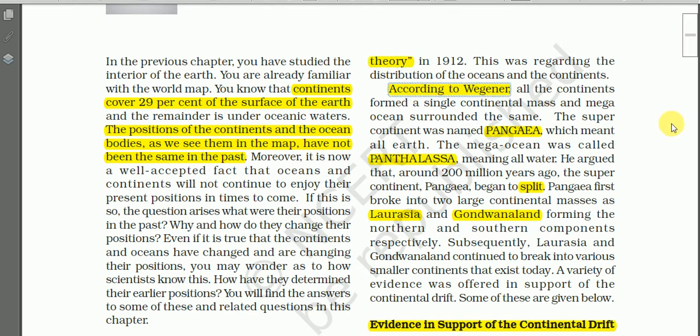According to Alfred Wegener, all the continents formed a single continental mass and a mega ocean surrounded by the same. The supercontinent was named Pangaea, which means all earth. The mega ocean was called Panthalassa, meaning all water. So it was in this way.